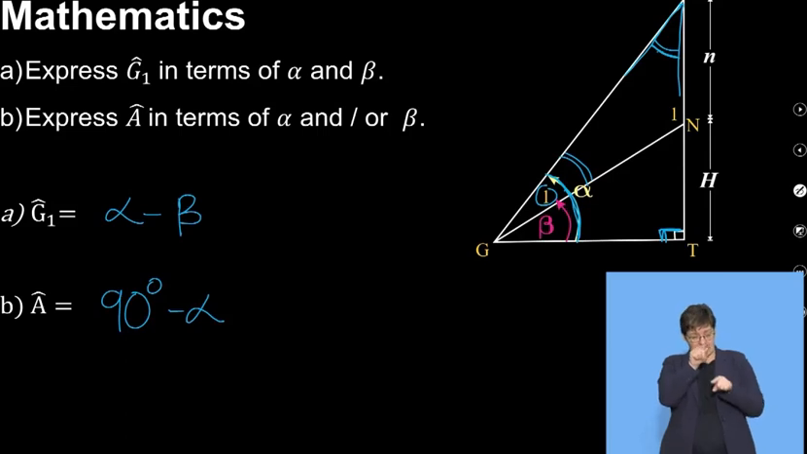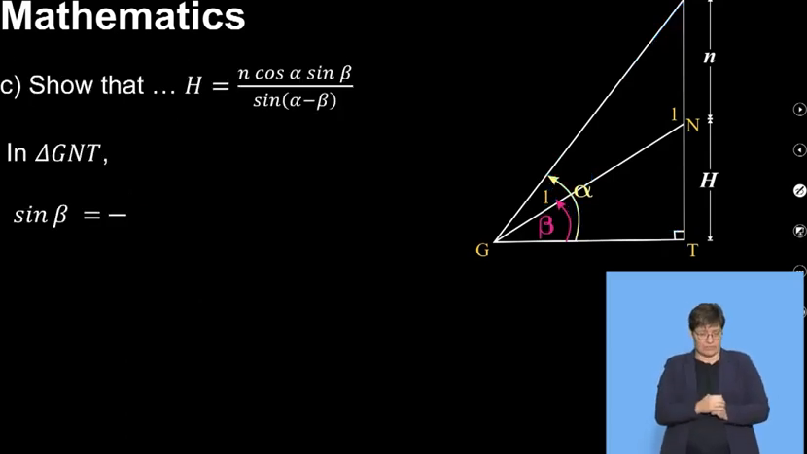Okay, we're going to use these two in the next part of our question. Now they ask us something a bit more complicated. They ask us to show that H is equal to n cos alpha sine beta over sine of alpha minus beta.